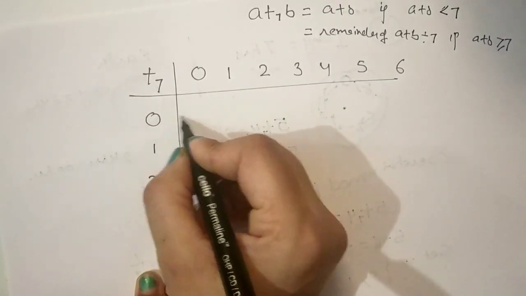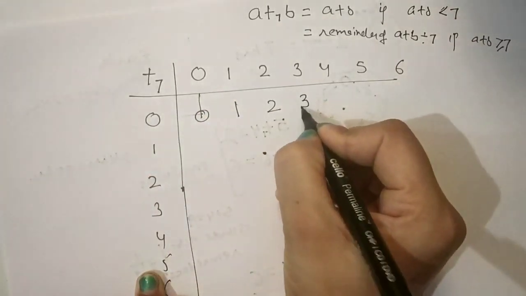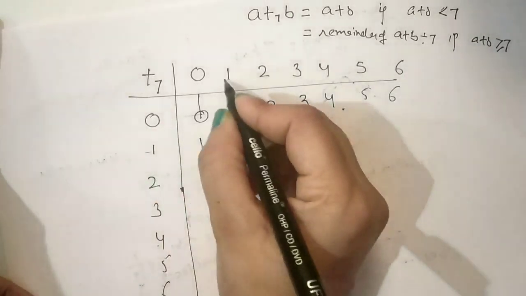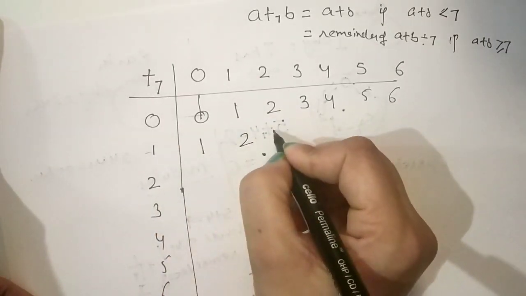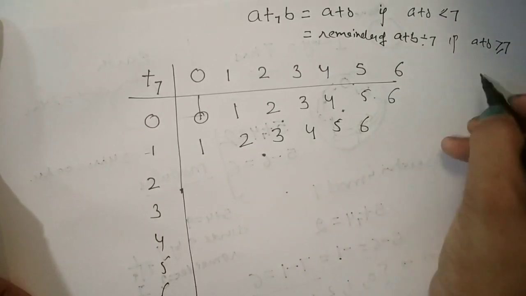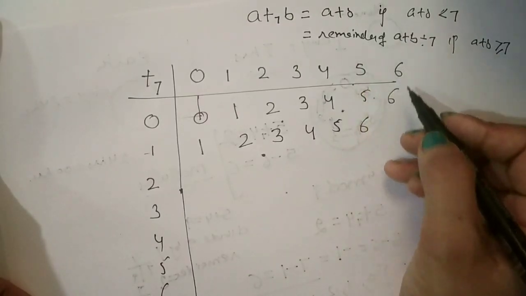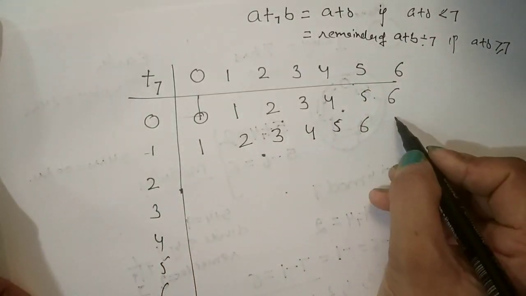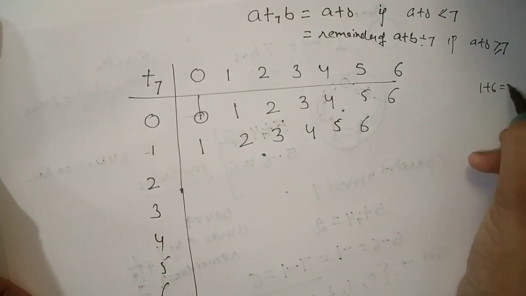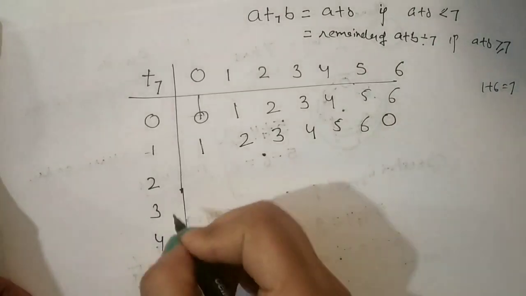So what you have to do now: 0 plus 0 is 0, 0 plus 1 is 1, 0 plus 2 is 2, 3, 4, 5, 6. Now 0 plus 1 is 1. Now we have to operate with 1. 1 plus 1, 2, 2 plus 1, 3, 4, 5, 6, now 7. If it is equal to 7 or more than 7, you have to write the remainder by dividing the sum. Now the sum is here, the sum is 7. 1 plus 6, sum is 7. And when you divide 7 by 7, the remainder is 0.